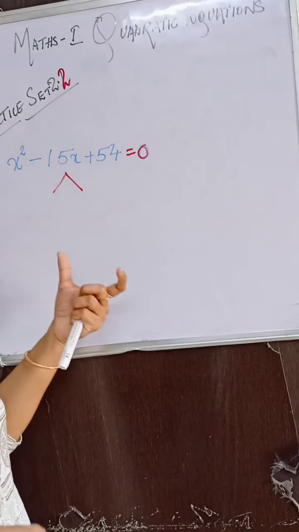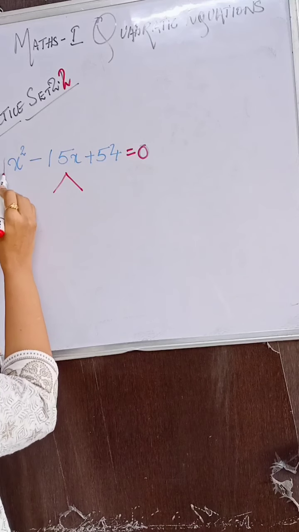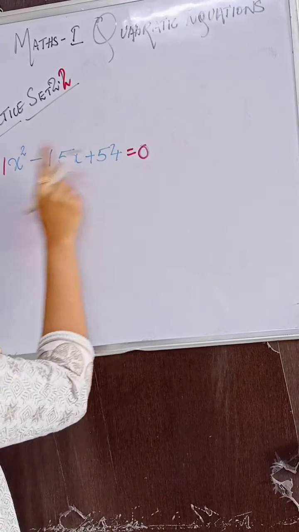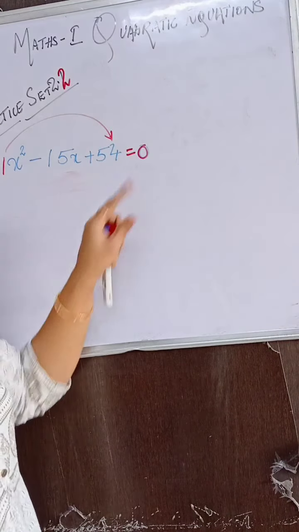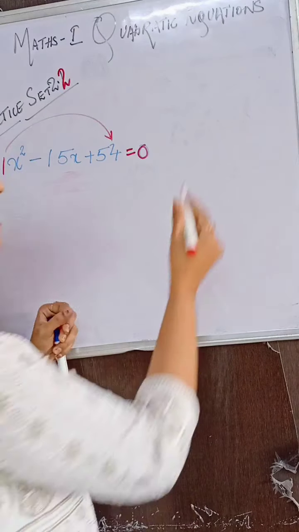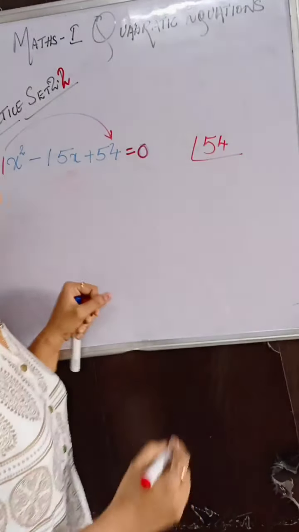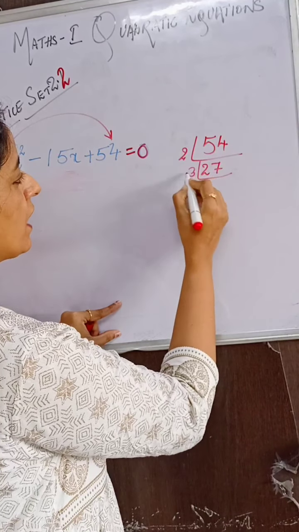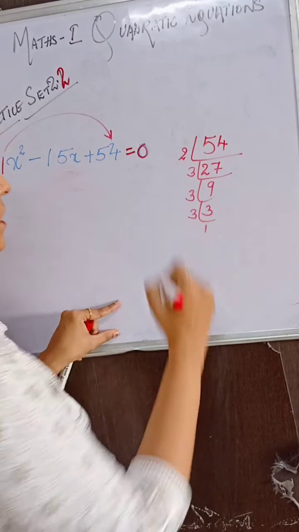So what we will do first is follow the steps. Here you have no number, which means it is 1, right? So let us multiply 1 into the constant. So 1 into 54 is 54. We will factorize 54. 2 27s are 54, 3 18s are 54, 6 9s are 54.